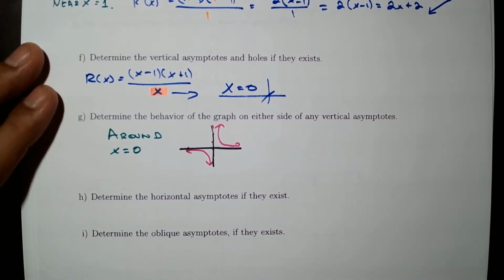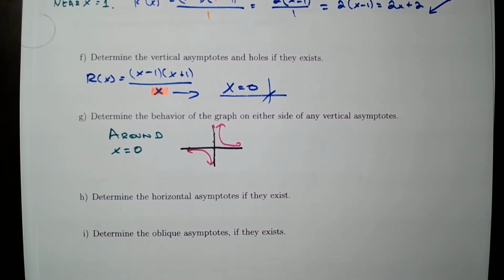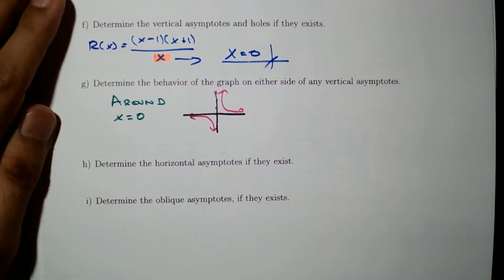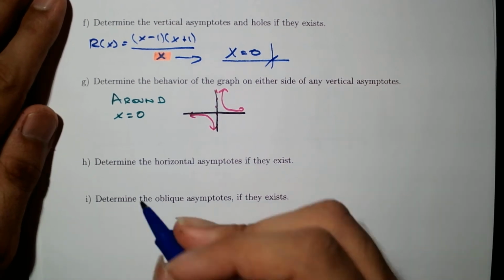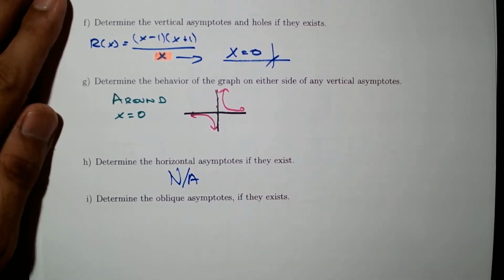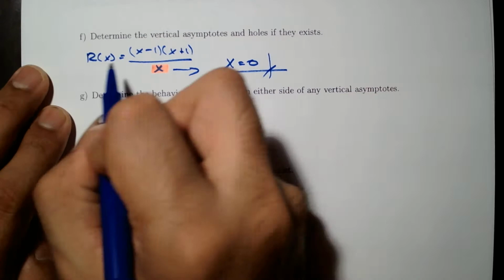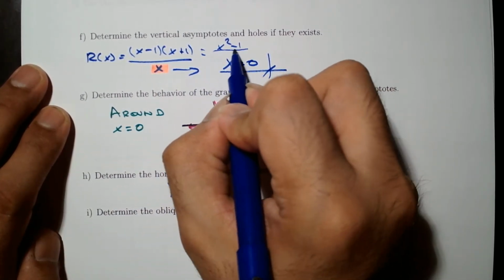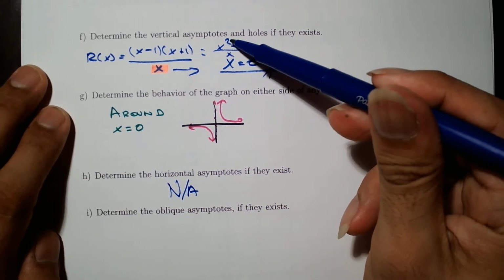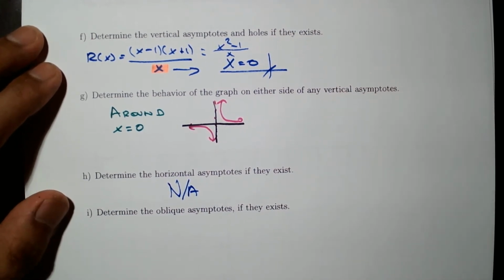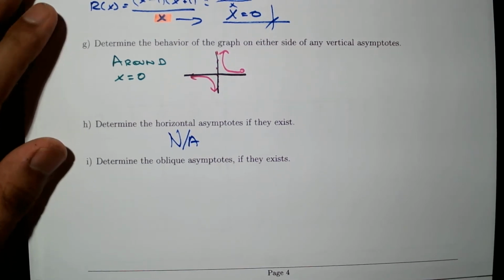Determine the horizontal asymptote if they exist. In this case, there are no horizontal asymptotes, because we are going to have an oblique asymptote. I'll show you why. So not applicable, no horizontal asymptote. But if you look at the degree of the numerator, let me write this as x squared minus 1 over x. The degree of the numerator is 1 more than the degree of the denominator. So that means we will have to do polynomial long division and find the equation of the oblique asymptote.